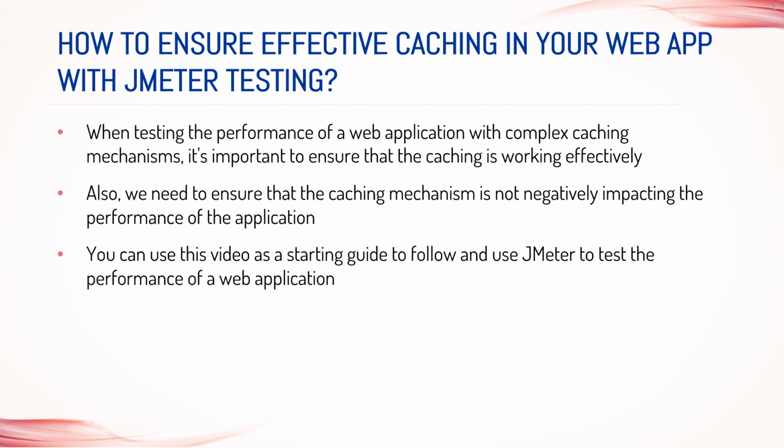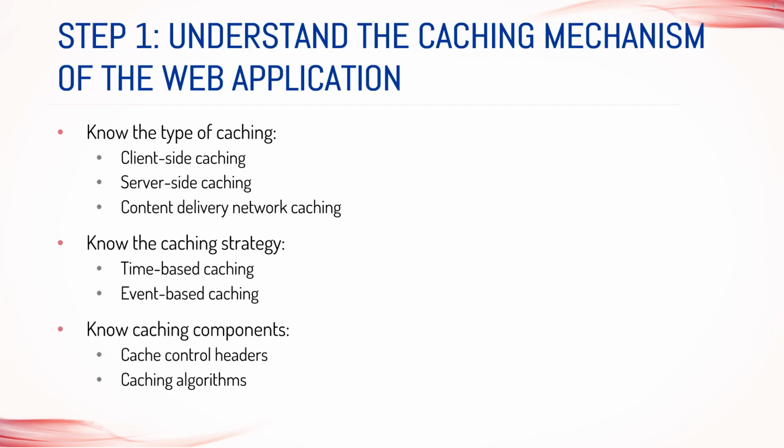Here are some steps you can follow to use JMeter to test the performance of a web application with complex caching. Step 1. Understand the caching mechanism of the web application. This includes knowing the type of caching mechanism. For example, client-side cache or server-side cache or content delivery network cache.